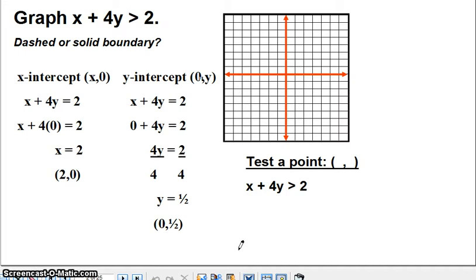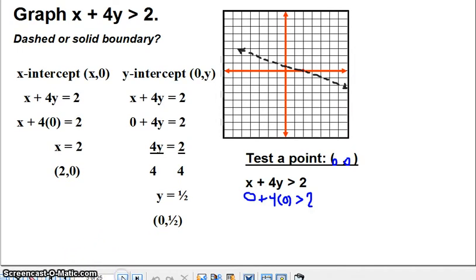So let's try this one. We're going to graph x plus 4y greater than 2. And we have to decide whether we have a dashed or solid boundary. And here we've solved for the x-intercept and the y-intercept and come out with (2, 0) and (0, 1/2) to get our line. And here's our line.